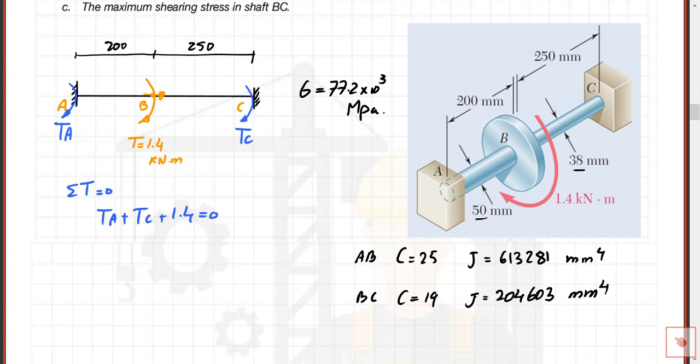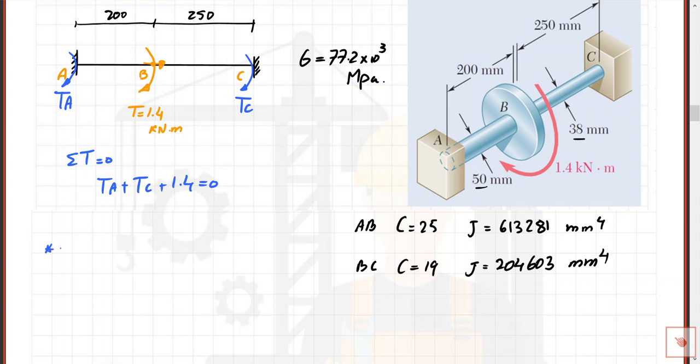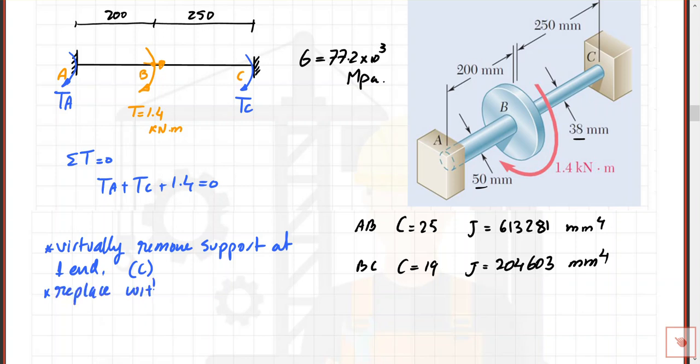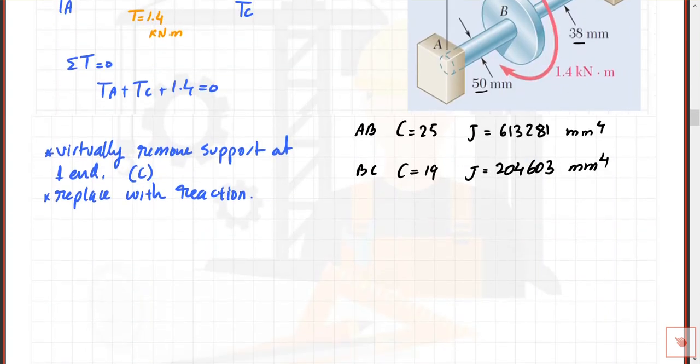This is the first equation. We need another equation. What do we do? First, we virtually remove the support at one end, and replace it with a reaction. We take the end point, which here is C. Okay, we will have two deformations.